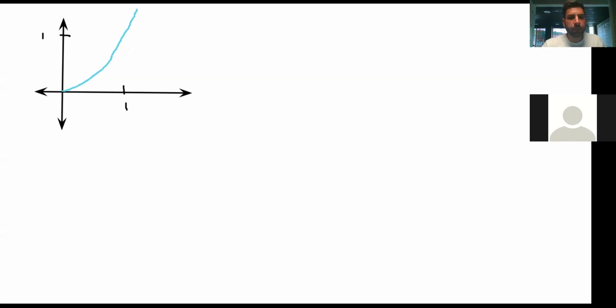So the region I'm after is this region, which I'll mark in red. So what happens if I take this region and rotate the red region about the x-axis? What I'm going to get is this horn-like sort of shape. It's going to look like this.